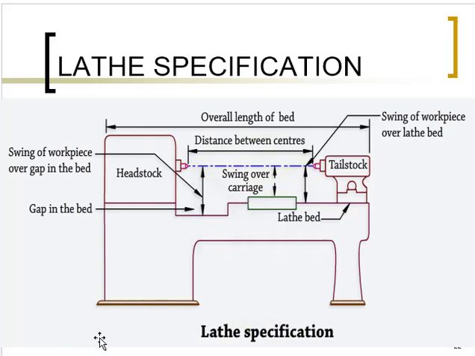Overall length of the bed, it will tell you the total length of the lathe. Distance between centers, it will tell you the length of the workpiece we can fix in the lathe, or the distance between live center and dead center. Swing of the workpiece over the lathe bed: when I fix the workpiece here, it will tell you the maximum diameter of the workpiece we can fix in this lathe over the lathe bed. And whenever you fix the workpiece here, this is the swing of the workpiece over the gap in the bed, which tells you the maximum diameter of the workpiece we can fix here in this case.